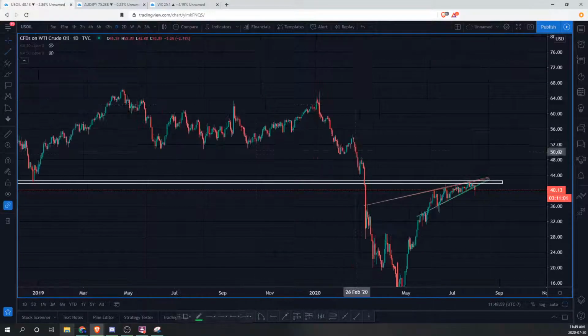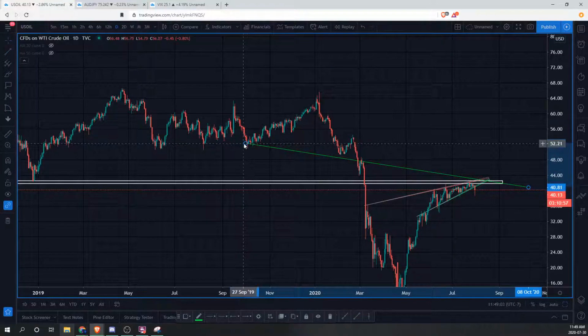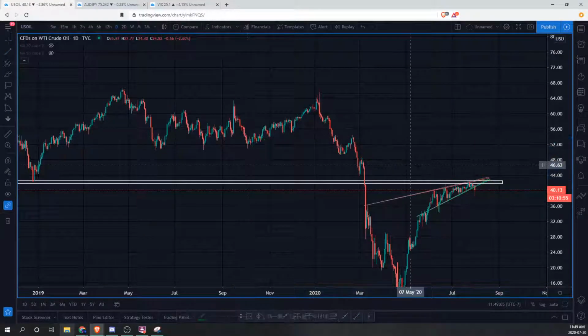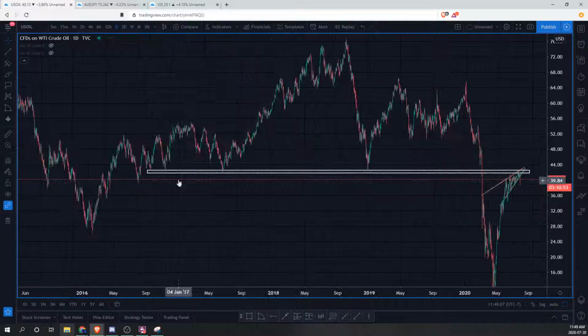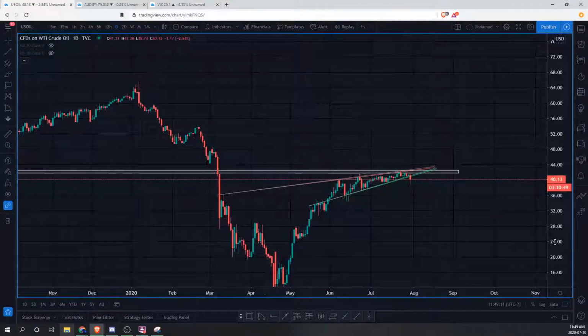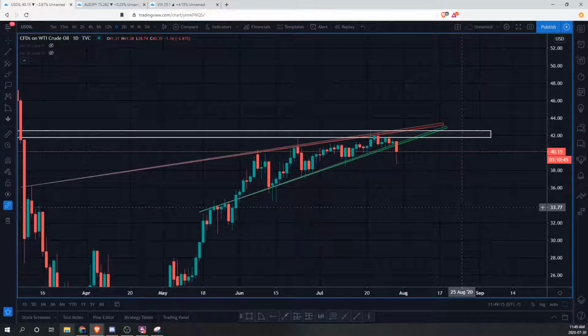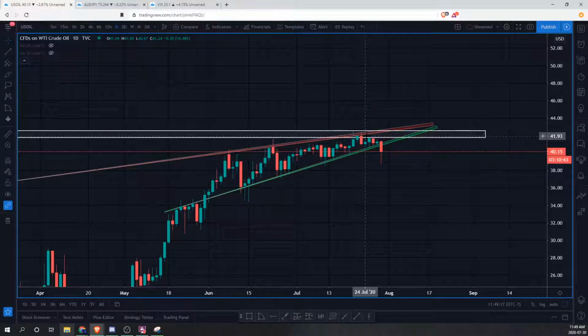We can go from the bottom. I don't really love that. I'll just stick with the key level of resistance, turned from a key level of support multiple times here. So we do see that around the $42 range is holding pretty well as a level of resistance.